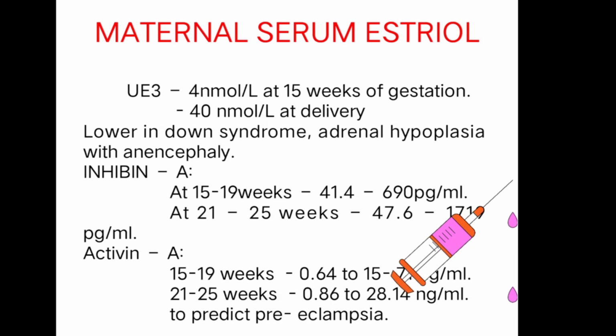So what is meant by estriol? It is produced by the placenta in high quantities during the pregnancy period and exponentially rises by 34 weeks. The main function of estriol is to keep the uterus as well as the unborn baby healthy, and it also helps in modulating the immune system. So we will check the estriol level in the pregnant mother. If it is lower, it indicates the baby may have Down syndrome, and maybe anencephaly or adrenal hypoplasia.